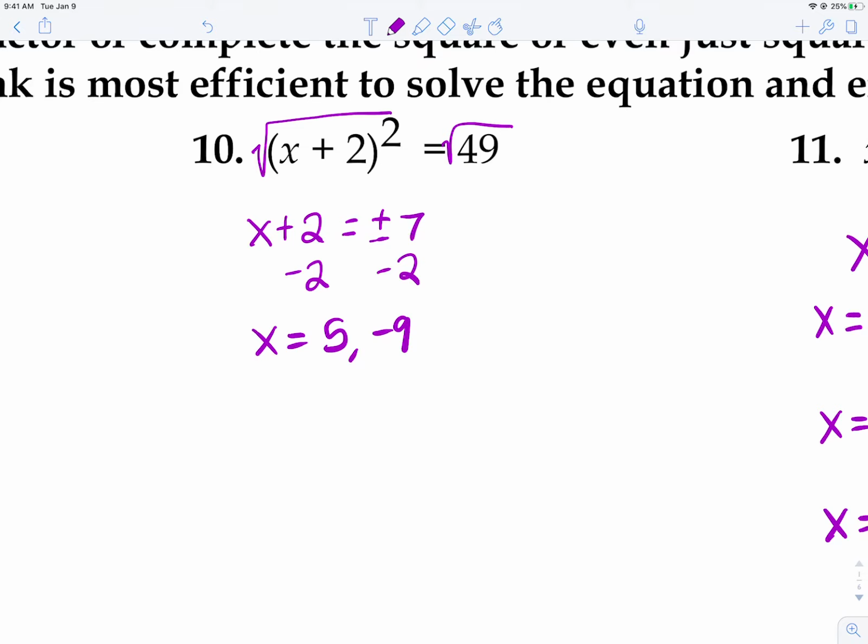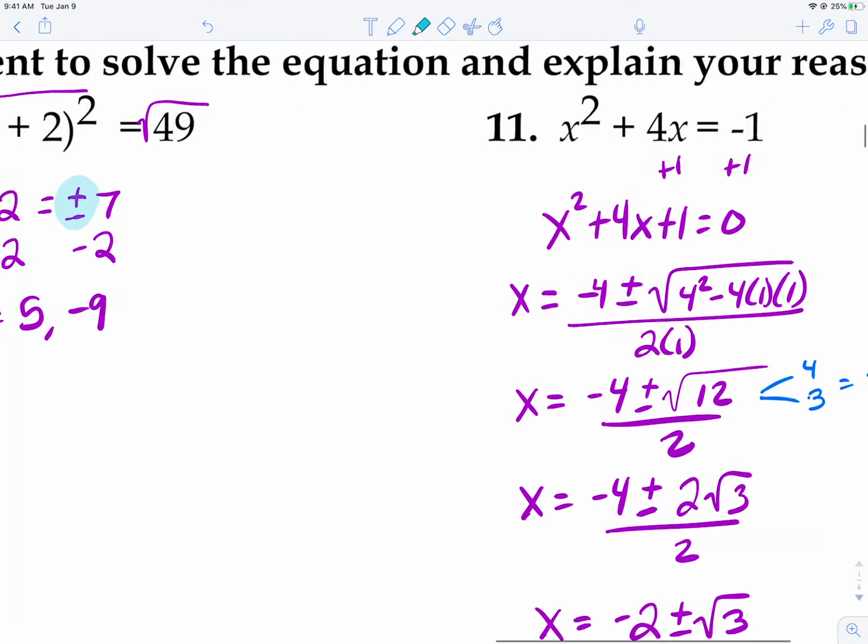Number 10. So for this one, if you square root both sides, the square root of 49 is 7. But remember, when you're solving an equation and you take a square root, it's the plus or minus version of it. Then if you subtract 2, you end up with 5 and negative 9. And the way I did that is if I did positive 7 minus 2, I get 5. But negative 7 minus 2, I get negative 9. So that's how I came up with my two answers.